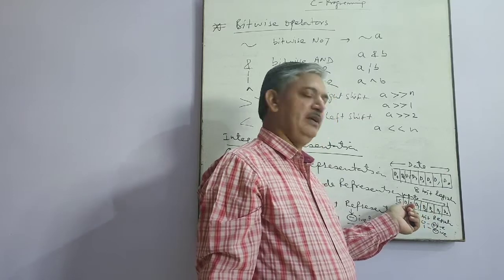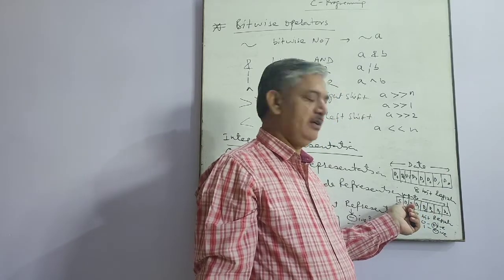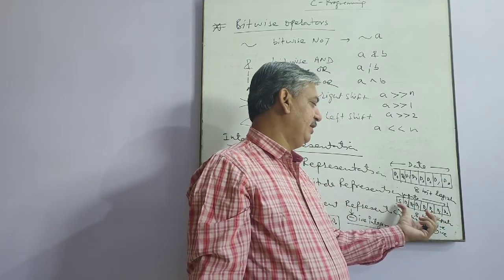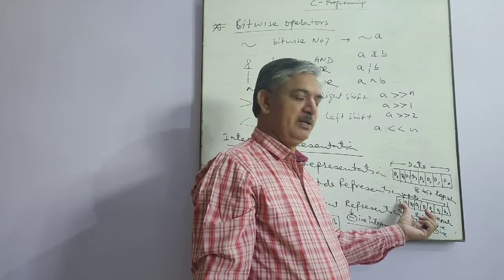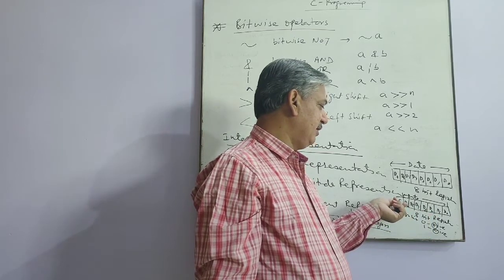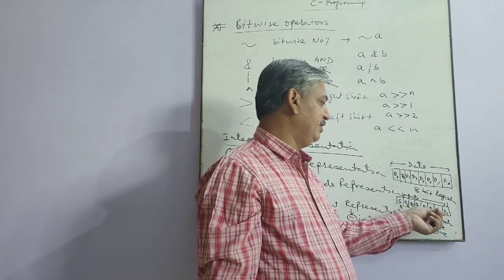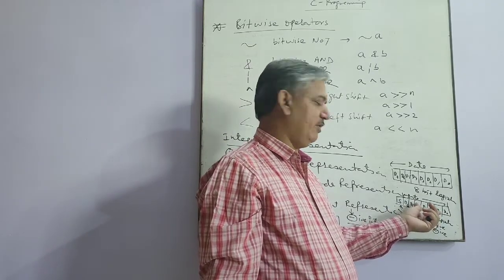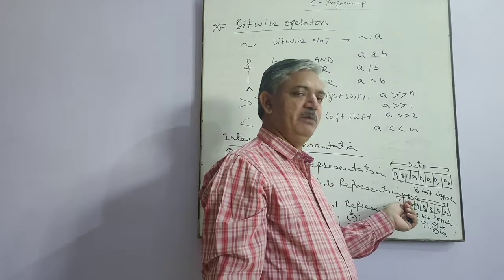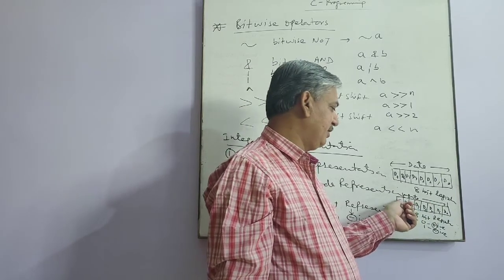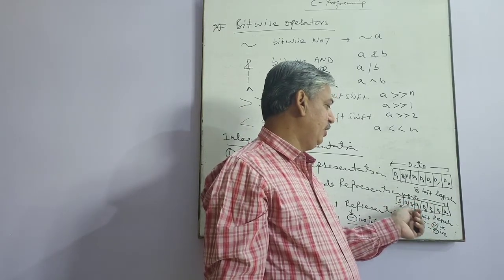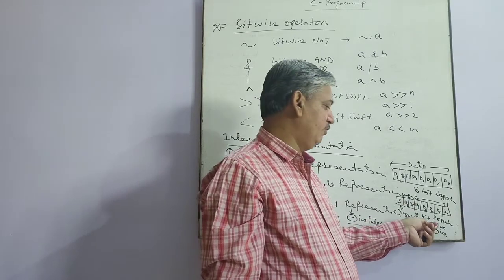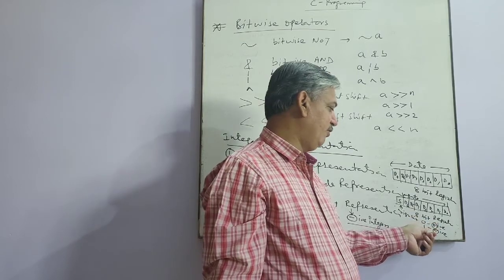In sign magnitude, 1 bit is reserved for sign and the remaining bits for data. So suppose this is the 8-bit representation. In this 8-bit representation, this bit is the sign and the remaining D0, D1, D2, D3, D4, D5, D6 are for data. So 7 bits for data and 1 bit for sign. For a positive number, this sign bit is 0, and for a negative number, this sign bit is 1. So 0 for positive, 1 for negative.